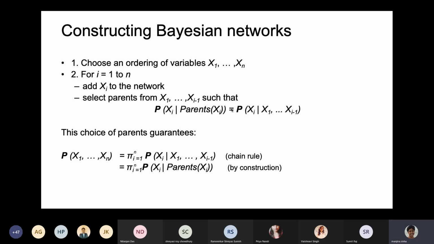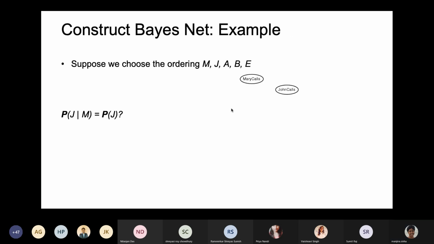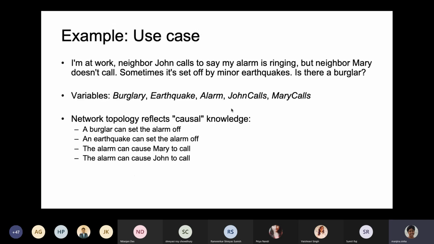Okay, your question is very valid, and that's why I stopped yesterday also at this point. So if you recall the use case that we dealt with yesterday: I am at work, neighbor John calls to say my alarm is ringing, but neighbor Mary doesn't call. Sometimes it's set off by a minor earthquake.